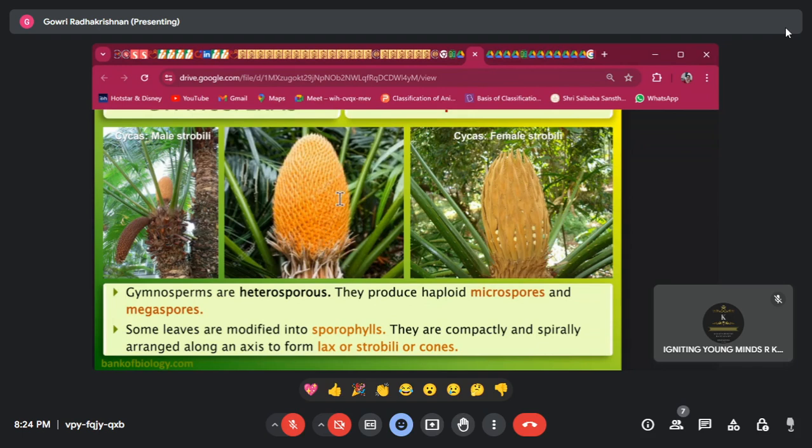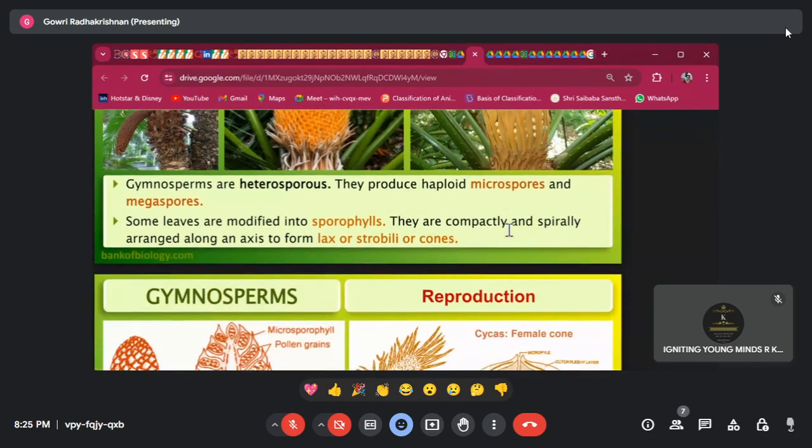This is a strobilus, you can see. So gymnosperms are heterosporous. They produce haploid microspores and megaspores. Both the female sex organ and male sex organ are present in the same plant. Therefore, it is heterosporous. Some leaves are modified into sporophylls.